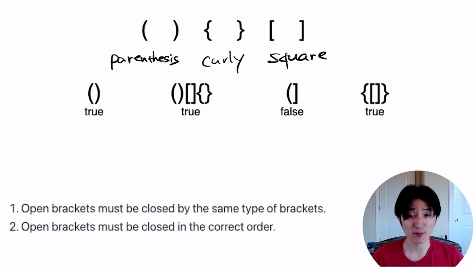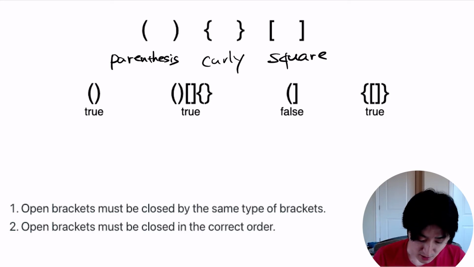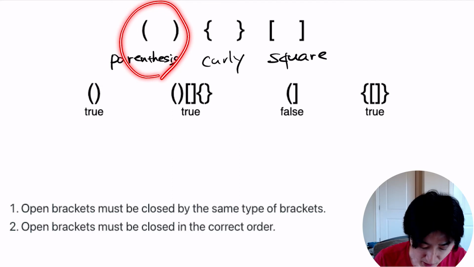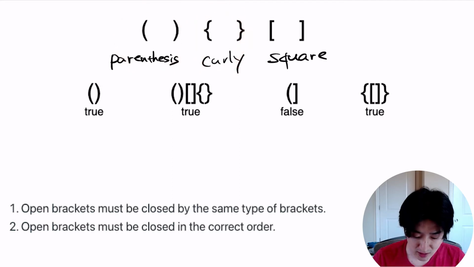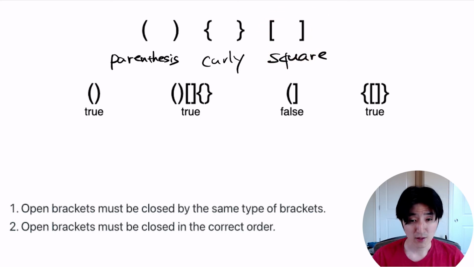Let's get started. So for this problem, you are given a string consisting of three characters. The first one is parentheses, the second one is the curly bracket, and the last one is the square bracket. The problem asks you to write code that determines if the given string is valid or not. What does valid mean? It has two rules.